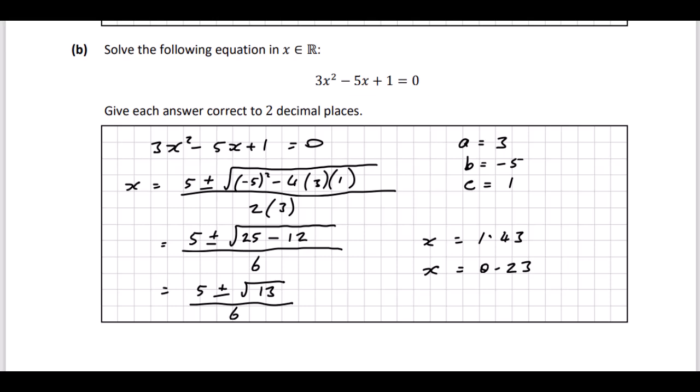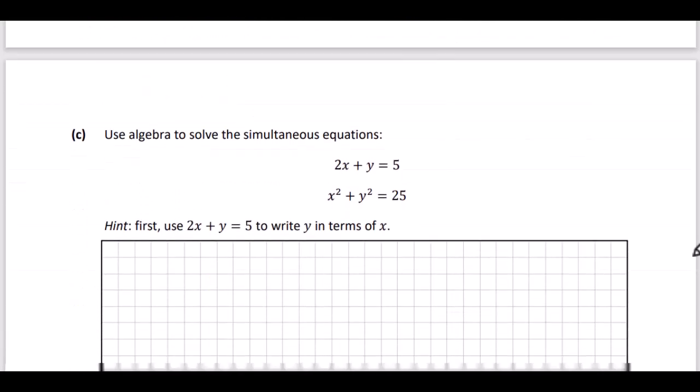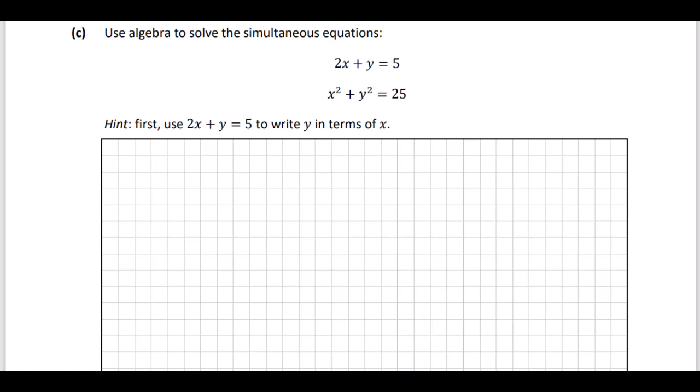Okay, let's have a look at part C. Use algebra to solve these simultaneous equations. And they even give you a hint as well. Okay, so what you normally do in this case, when you've got a linear equation and a non-linear equation, is take the linear one and rewrite it so that y is equal to everything else, or x is equal to everything else.